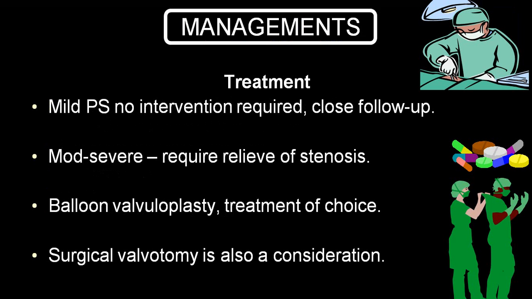As far as management is concerned, mild pulmonary stenosis usually does not require any intervention. It can close spontaneously, but follow-up should be done. The moderate to severe variety requires relief from stenosis, and this can be done by transcatheter balloon valvuloplasty. So balloon valvuloplasty is the treatment of choice. If it does not correct, then surgical valvotomy or valve replacement may be required.